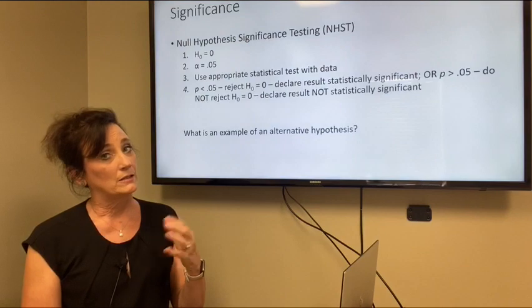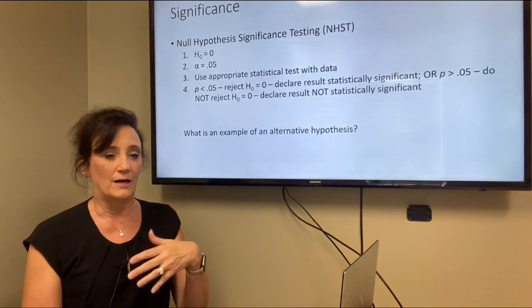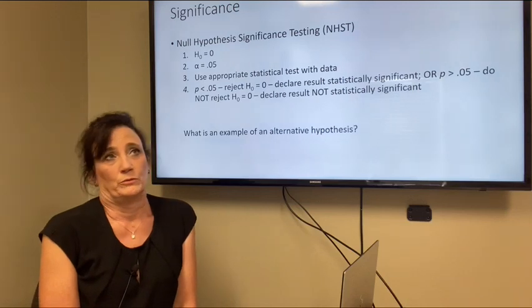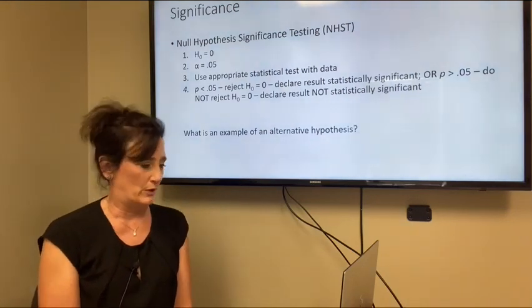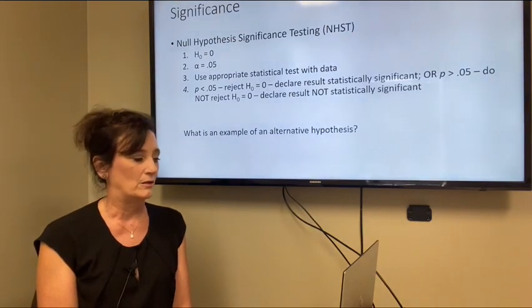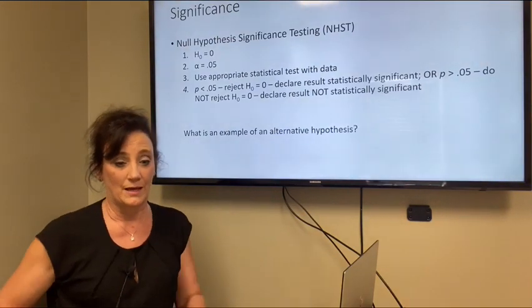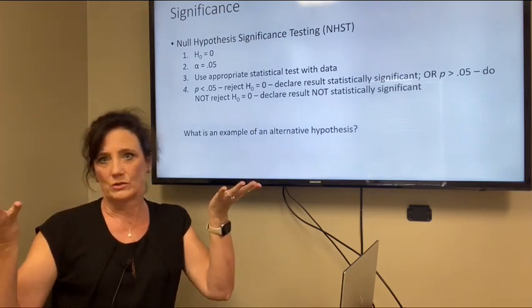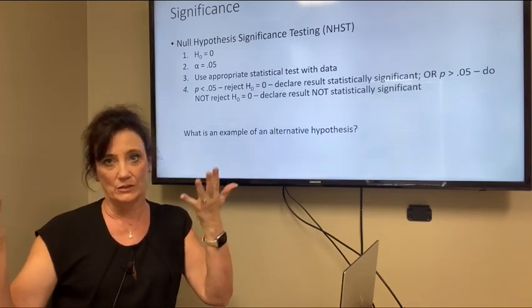On the other hand, if p is greater than 0.05, let's say we came out with a value of 0.261. We're not going to reject the null. In fact, we're just going to say that those pre and post test scores are so close to each other that there's no statistically significant difference between the two.